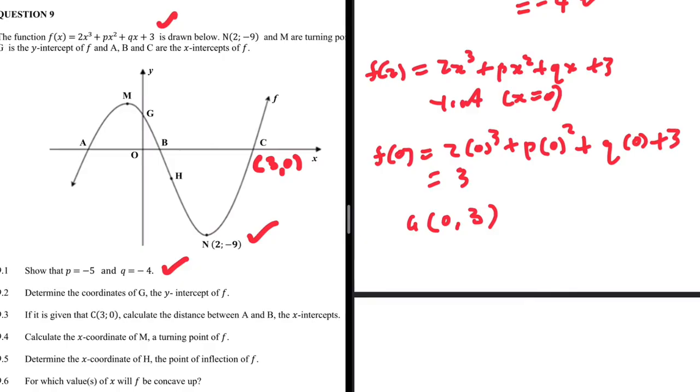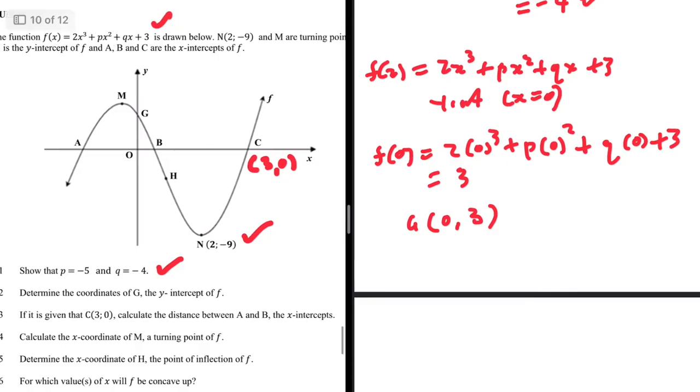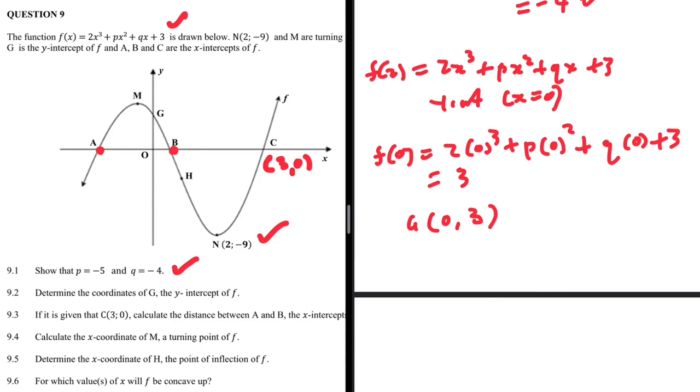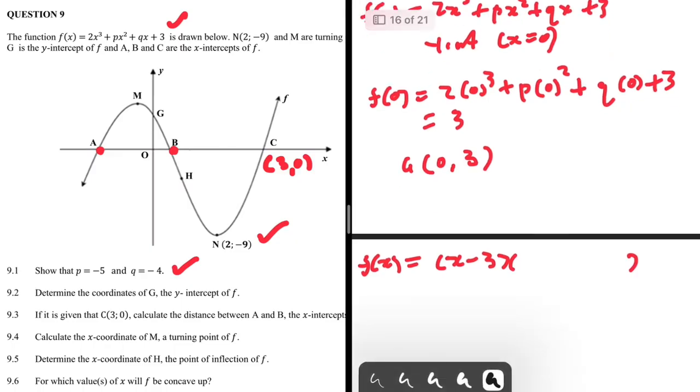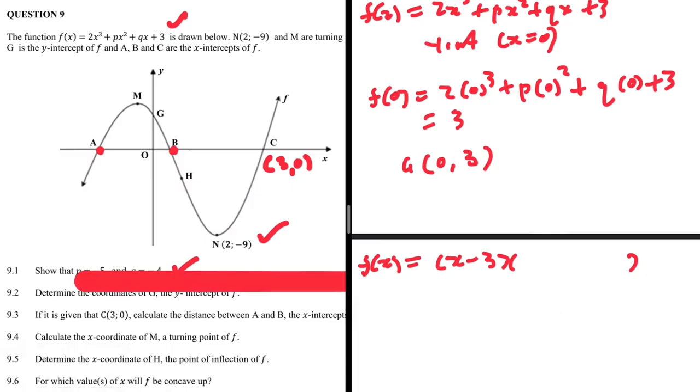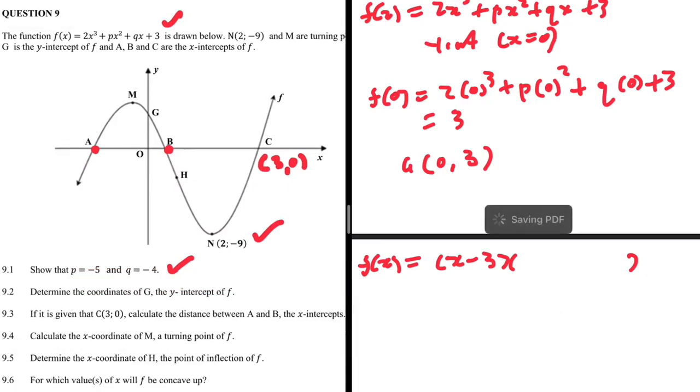Calculate the distance between A and B, the x-intercepts. A, B, and C are the x-intercepts, right? So now that we are told that the coordinates of C is 3, the x value, and 0, the y value, we know fully well that f of x is equals to x minus 3 multiplied by, well, a quadratic function. Why are we saying that f of x has to have x minus 3 as part of its components when we factorize? It's because when you substitute 3 into f of x, you get 0. Hence, the coordinates of C is 3 and 0.